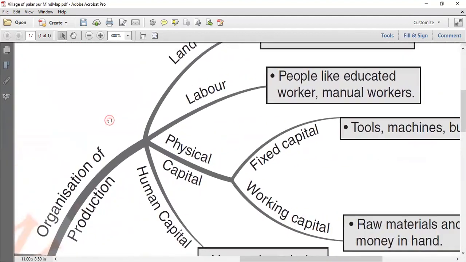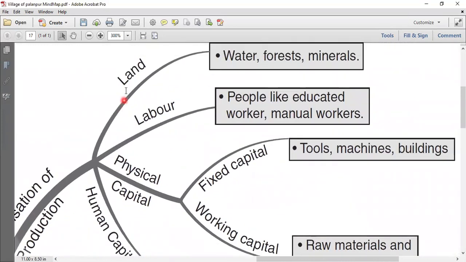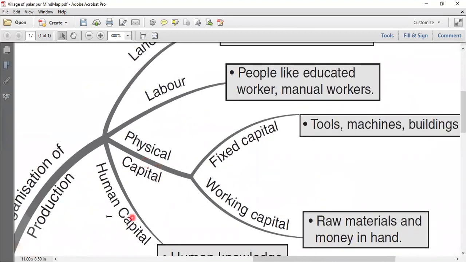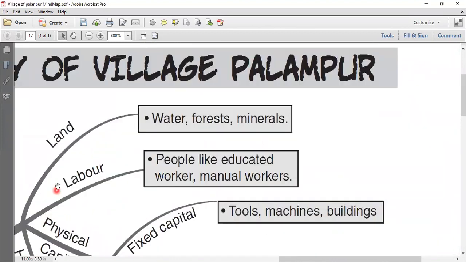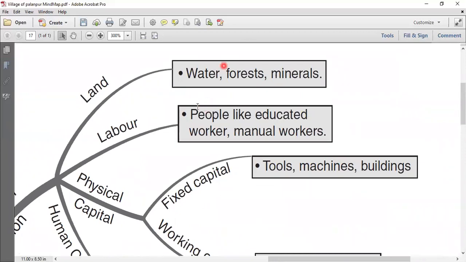Then we went ahead and understood the organization of production. Organization of production we saw was divided into four major parts: land, labor, physical capital, and human capital. Land is basically all the things that you need, which are natural resources, such as water, forest, minerals. The second requirement for production was labor, that is who will do the work. So it could be educated people or it could be manual labor, physical labor, etc.